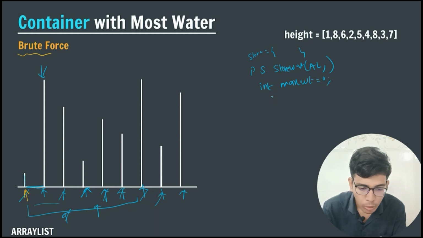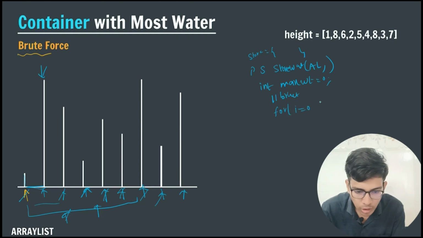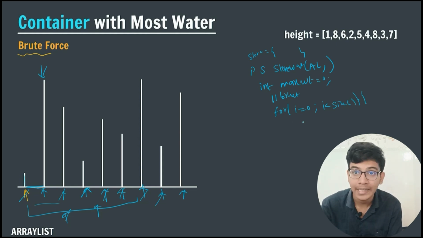After that, my brute force approach. In the brute force approach, what will I do? I will run a loop for int i equal to 0 up to i less than the size of the array list. After that, in this, I will run an inner loop for my next iterator.